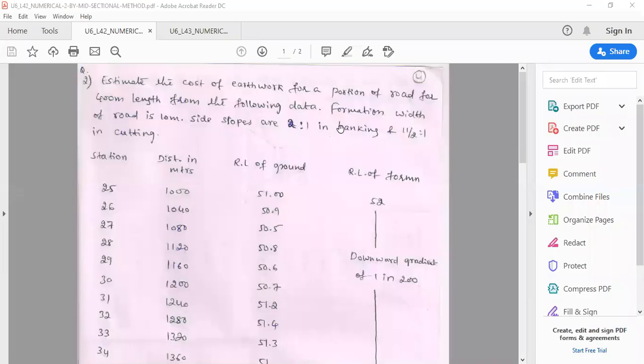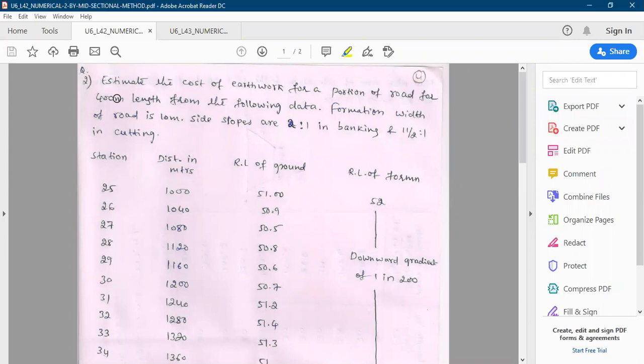Right, we'll start with the second problem. In this problem, it is saying that estimate the cost of the earthwork for a portion of road for 400-meter length from the following data. The formation width of road is 10 meter, that is capital B.